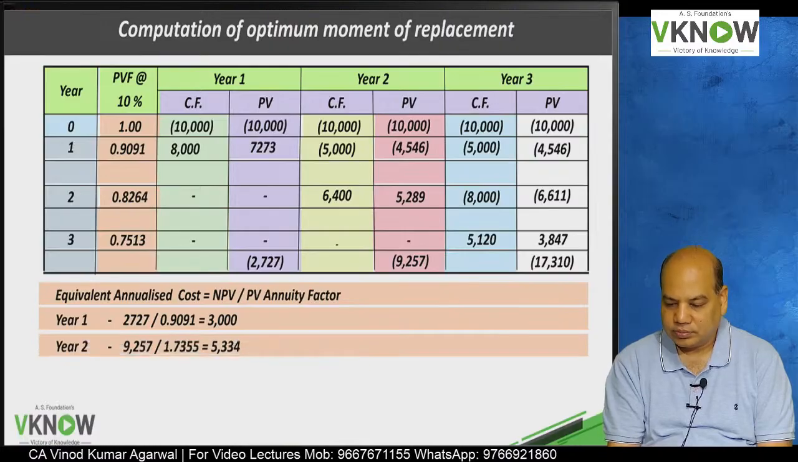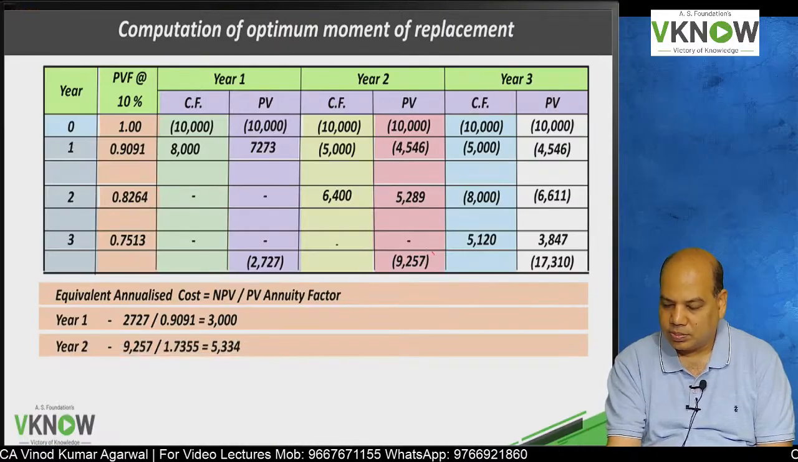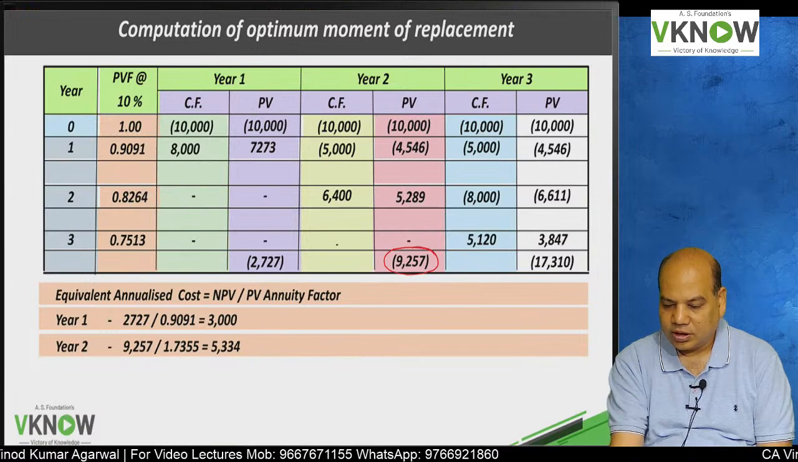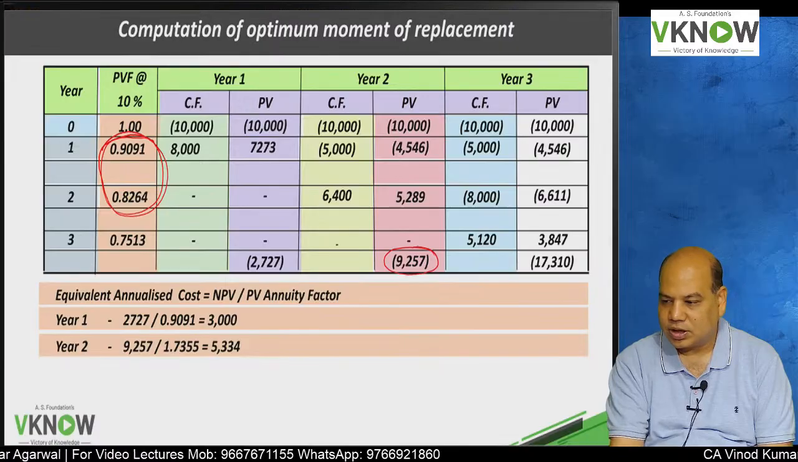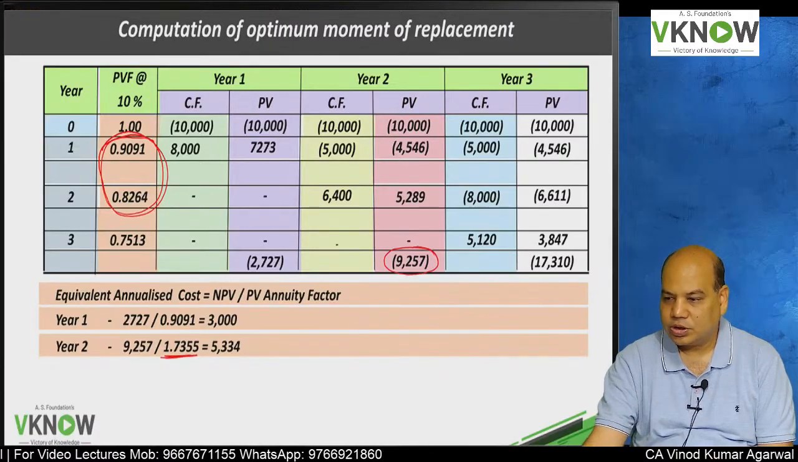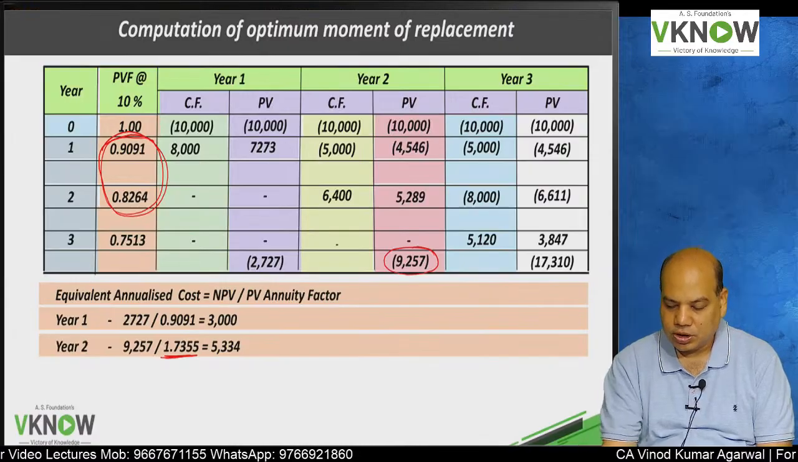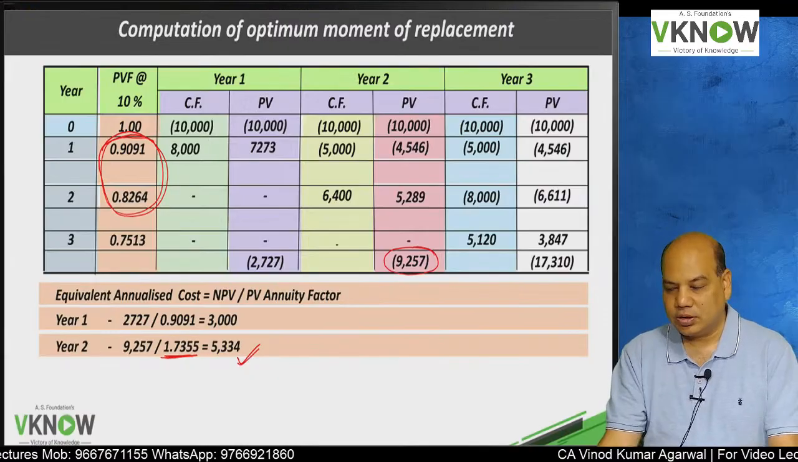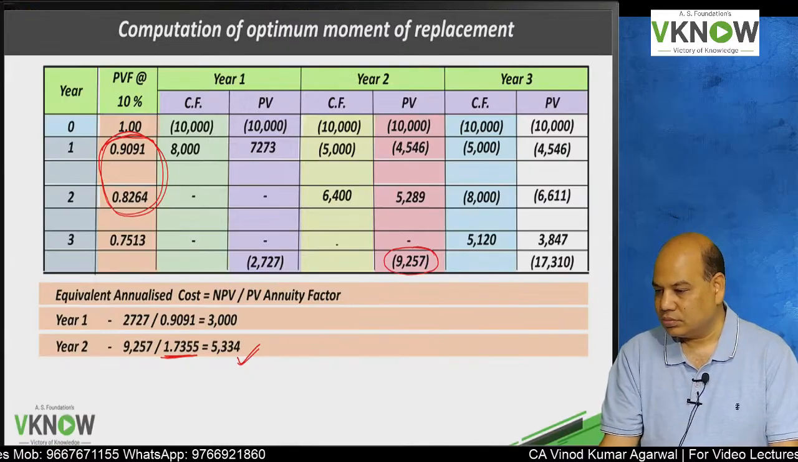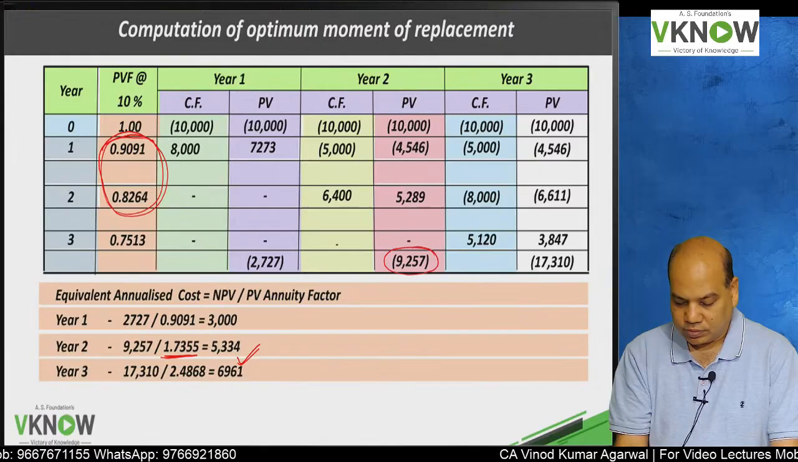Year 2: this is your NPV, and for the factor you add the first and second year factors, which gives the annuity factor of 1.7355. So the answer is 5334.